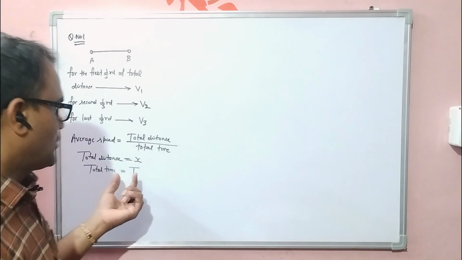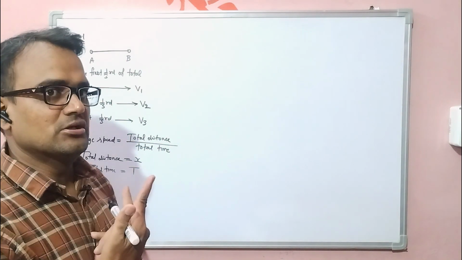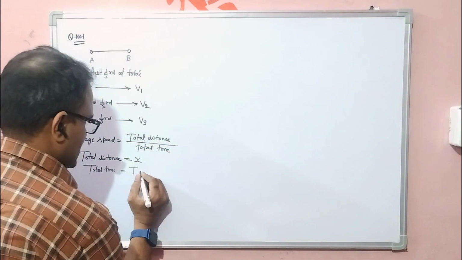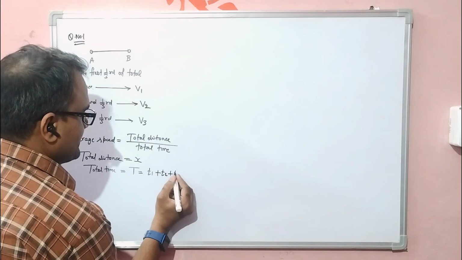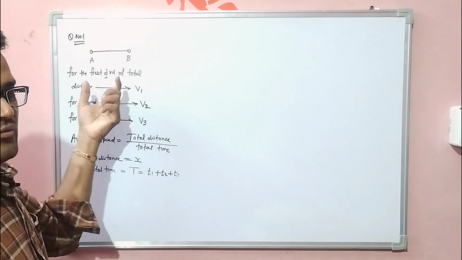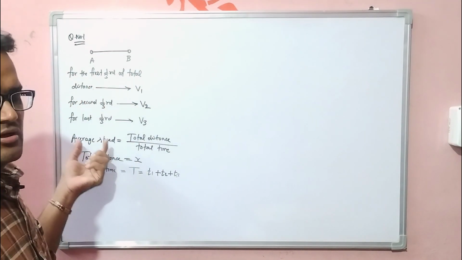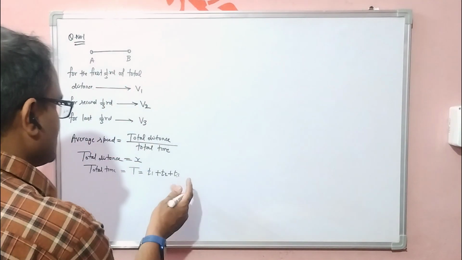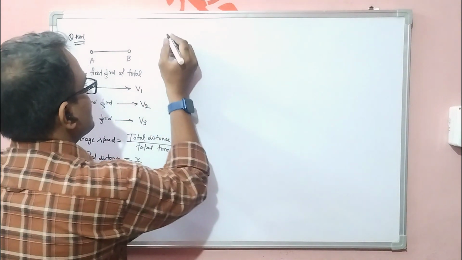Now let's write down this capital T in terms of three segments. This is T1 plus T2 plus T3. T1 is the time for the first 1/3 of total distance, T2 is the time for the second 1/3 of total distance, and similarly T3 is the time for the last 1/3 of total distance.